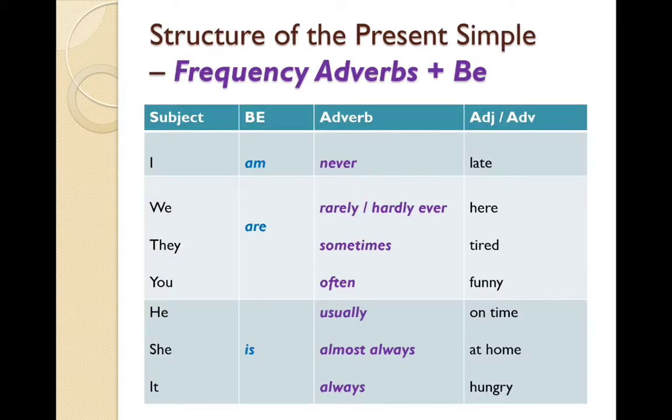However, if the main verb is the verb to be, then the frequency adverb goes afterwards. I am never late. We are rarely here. They are sometimes tired. You are often funny. He's usually on time. She's almost always at home. It is always hungry.